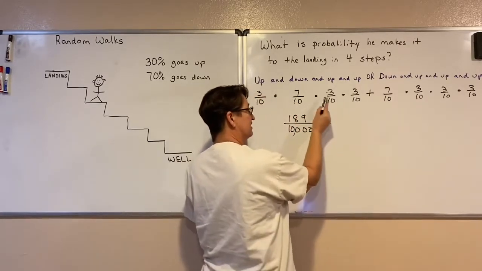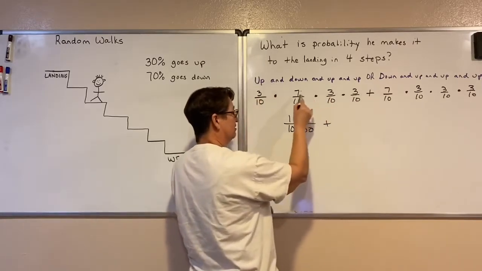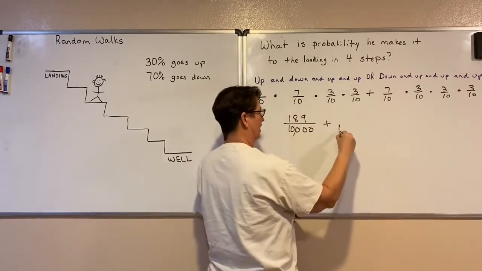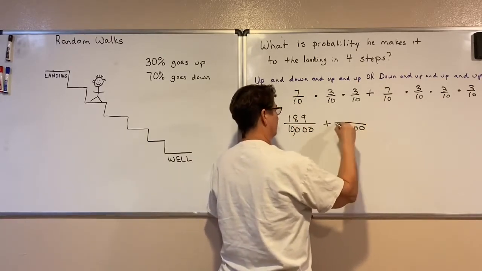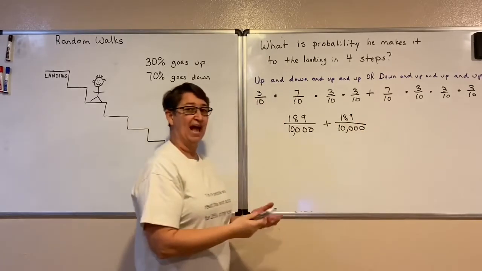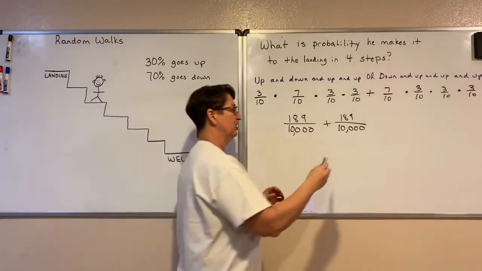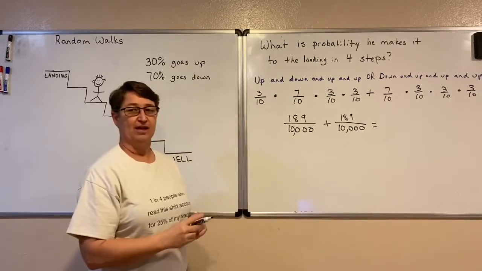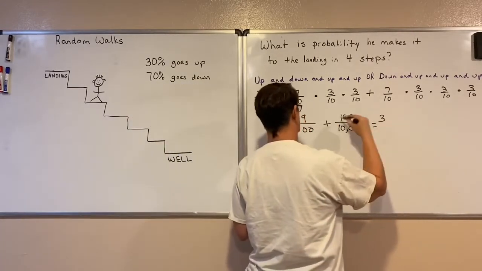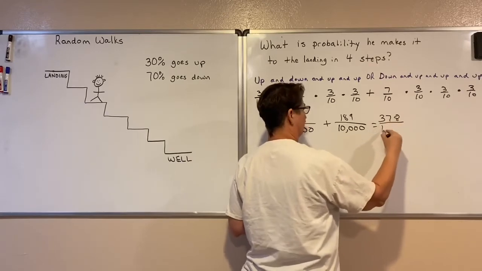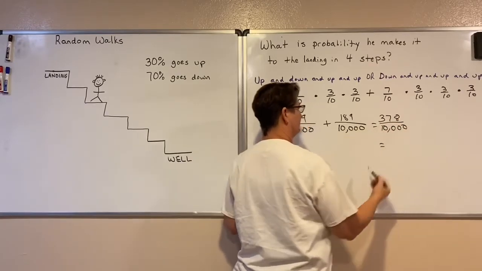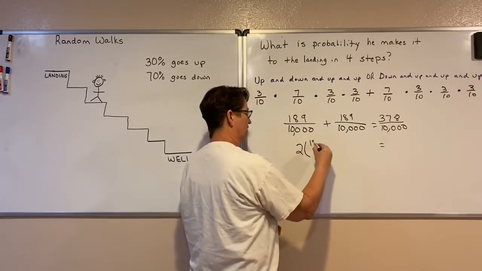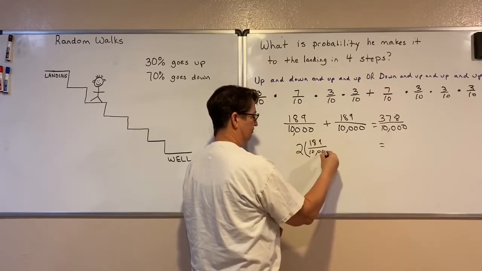Here, notice that this is the same as that. The numbers on top are the same. They're in a different order, but they're the same numbers. So I end up with that same 10,000 and that same 189. So I'm just adding that twice. So I could add it together twice and say that is equal to, let's see, 378 over 10,000, and then reduce from there. Or another way to think of this is just to do 2 times that 189 over 10,000.